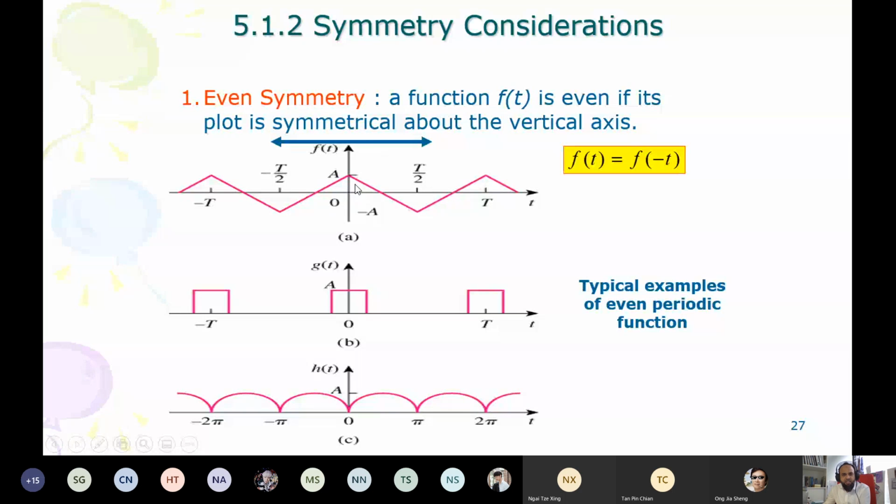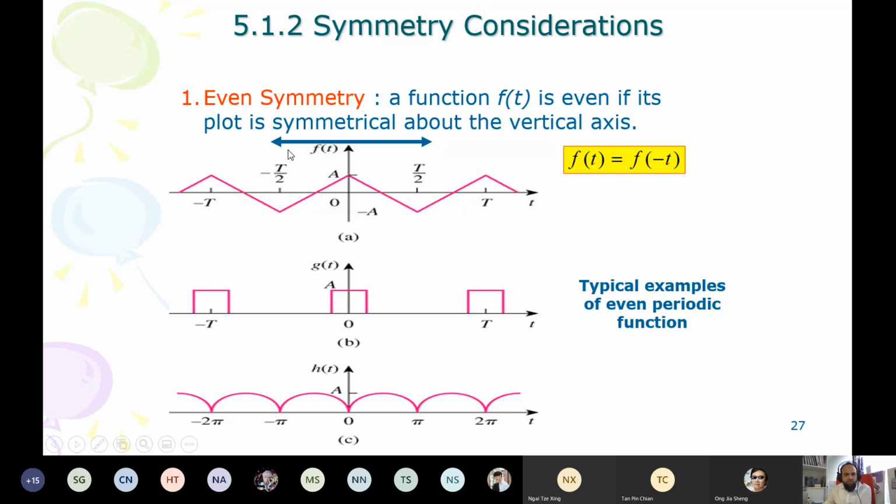Whatever is on the right side, we have a mirror image on the left side of the y-axis. So if f of t is a function, it will be equal to f of minus t. At t the value is a, at minus t the value is also a. So if we just change the time variable's sign, we get the same value. This means it's an even symmetry. And a few examples are the sawtooth or pulse.